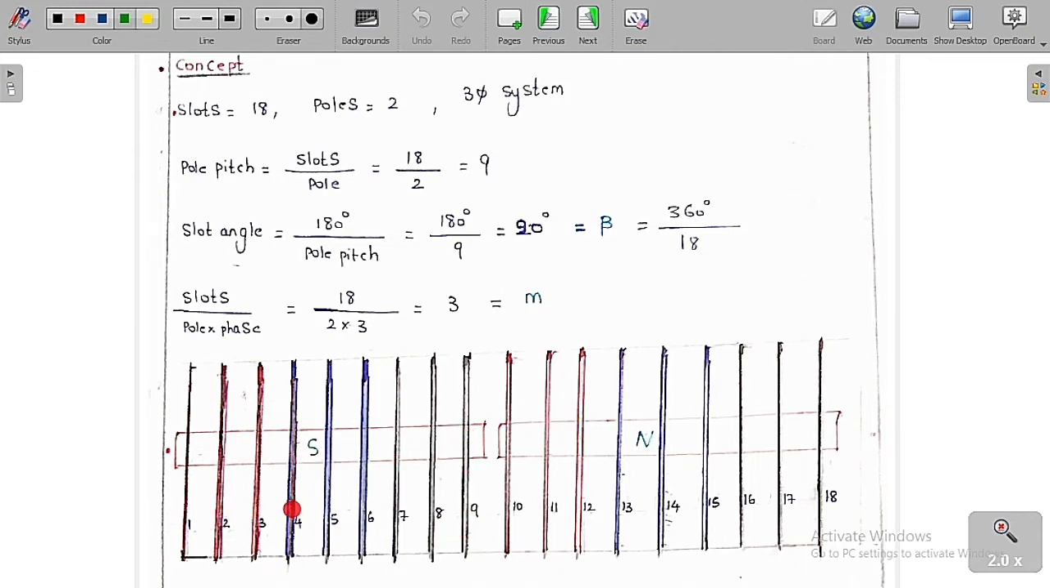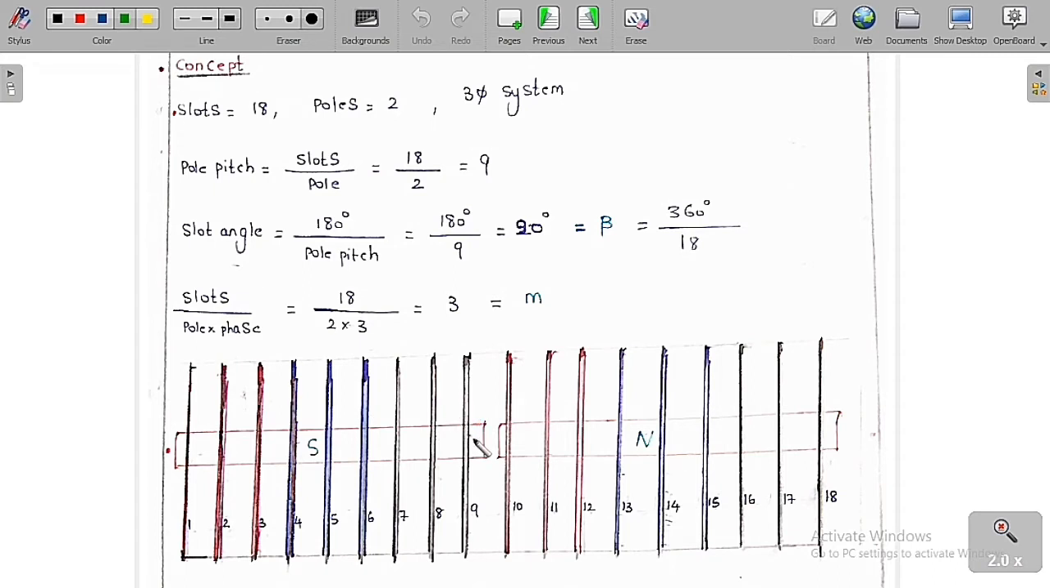And now, under one pole, 3 slots for one phase. So let me assume these 3 slots for phase A, these 3 slots for phase B, and these 3 slots for phase C. So you can see clearly, these 3 slots for phase A, these 3 slots for phase B, and these 3 slots for phase C. So that is the meaning of M.